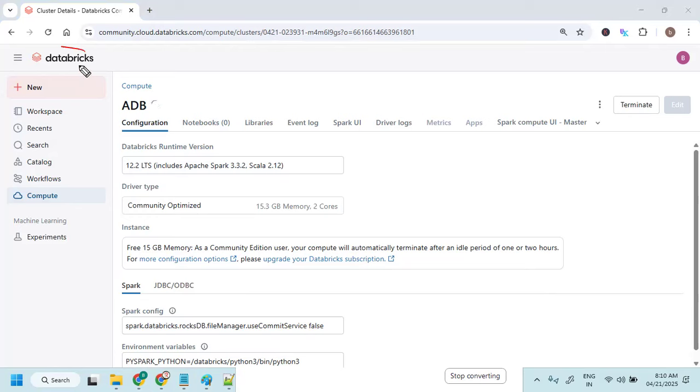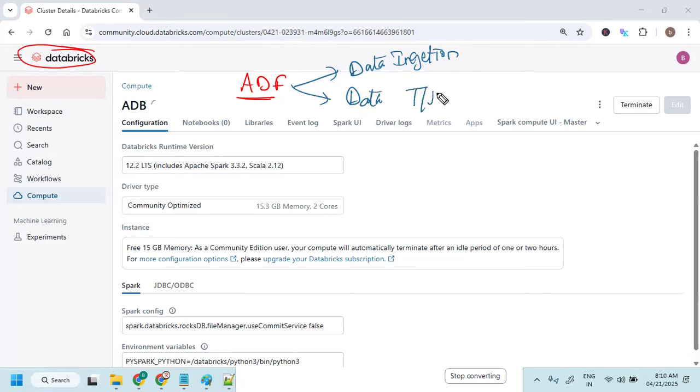I hope you're able to hear me. So why do we need to go for Databricks? We're already having a data factory. Data factory is also going to help you do the data ingestion, and you can do the data transformation. So then why do we need to go for Databricks? That we're going to see.